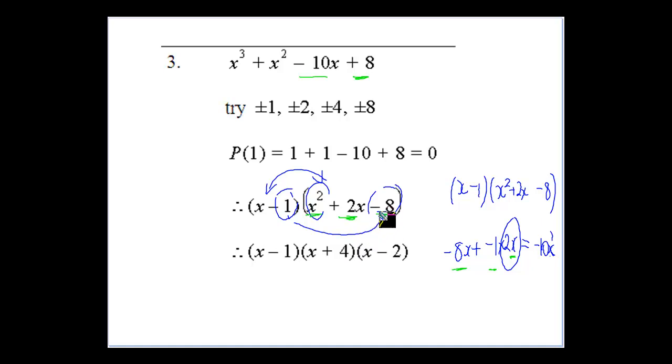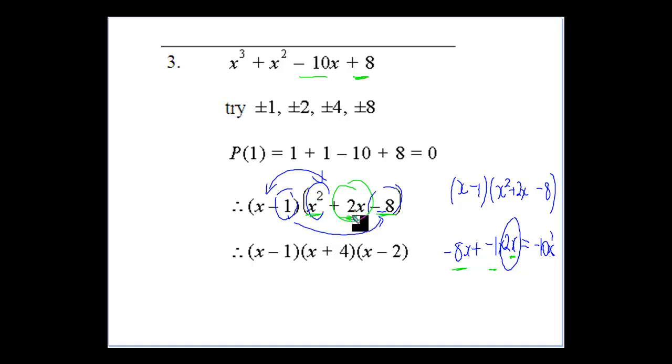So what two numbers multiply to give me minus 8 and then add to give me 2? It's going to be 4 and minus 2, because it's monic, so it makes it nice and easy. So that's the process we're going through to find that middle term. That's really the key, finding that middle term there.